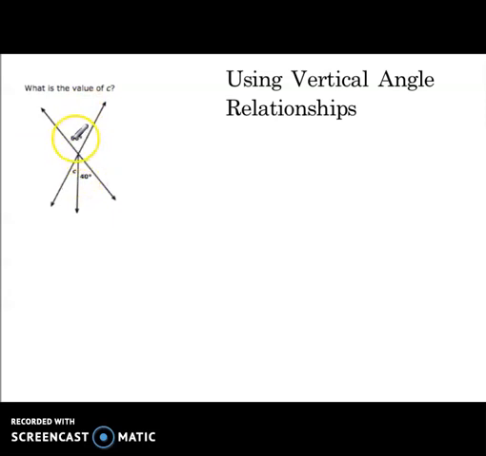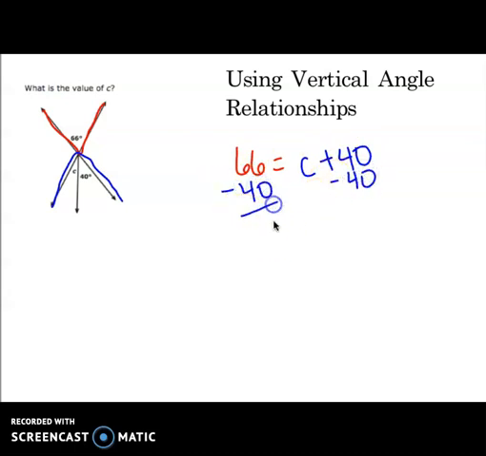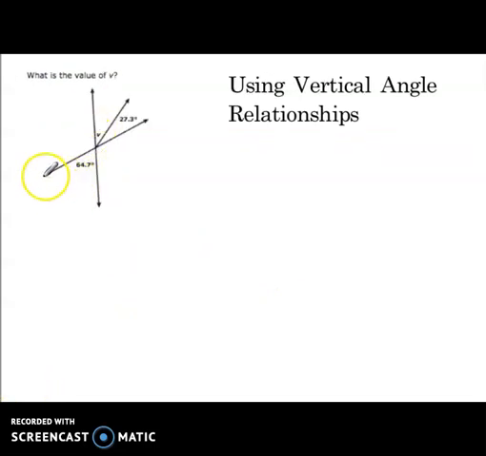So if you look, you see the angle that I outlined in red is 66 degrees. We know that is a vertical angle to the angle that I outlined in blue. But the blue angle is C plus 40. We know they have to be equal. So now we can solve for C by subtracting 40 from both sides, and we get 26 equals C. Knowing that vertical angles are equal, we can set this relationship. I am going to show you one more like that.